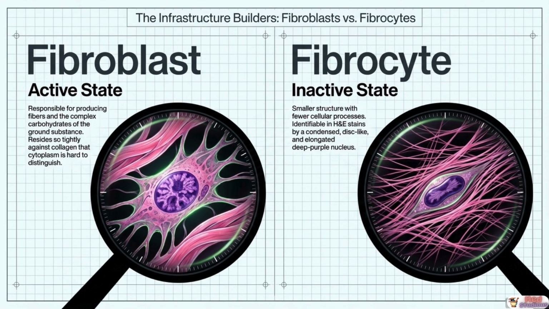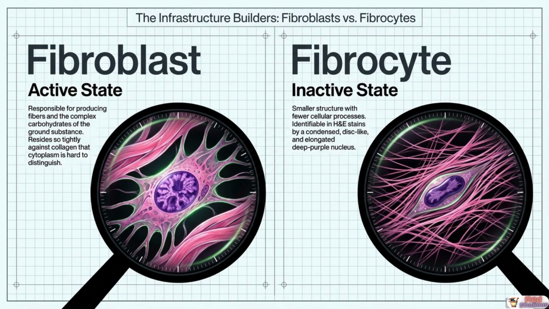Now let's meet the most important architects of this space, the fibroblasts. These are the infrastructure builders of connective tissue, but they exist in two distinct functional states. In their active state, they are called fibroblasts. These are the cellular workhorses responsible for continuously producing the fibers and the complex carbohydrates that make up the ground substance. Because they are so actively engaged in secreting matrix components, they reside tightly against collagen bundles, making their pale cytoplasm very hard to distinguish under a microscope.